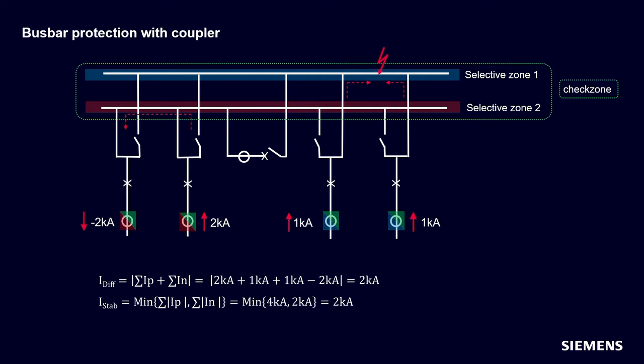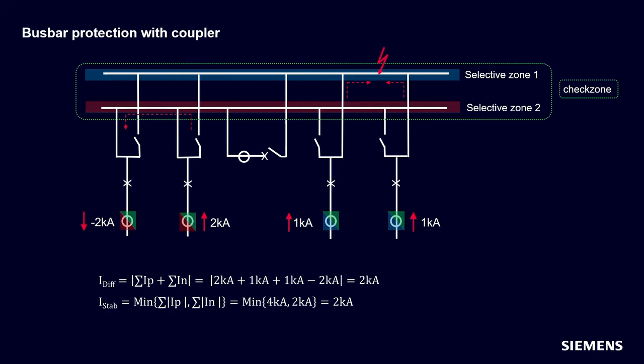For the stabilization current, you must compare the 4 kiloamps flowing towards the busbar in bay 2, 3 and 4 with the 2 kiloamps flowing away in bay 1. The smaller value is 2 kiloamps, and this is our stabilization current. These conditions would lead to a trip from the check zone.